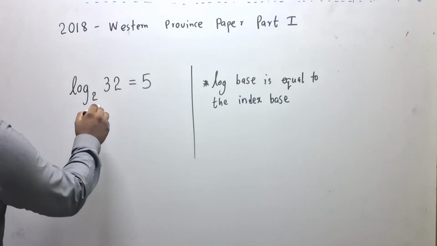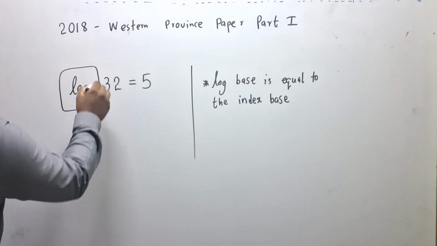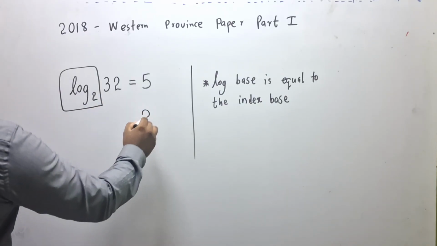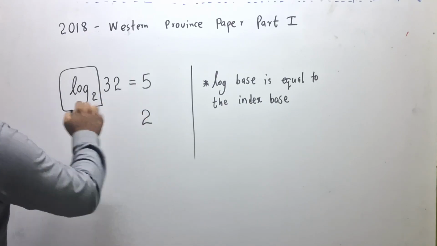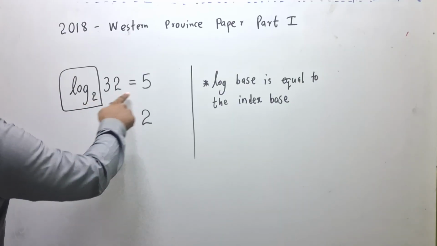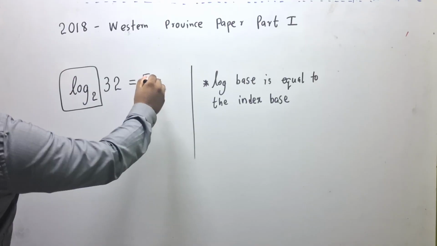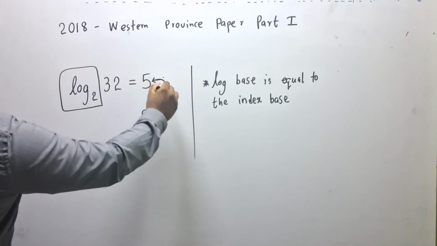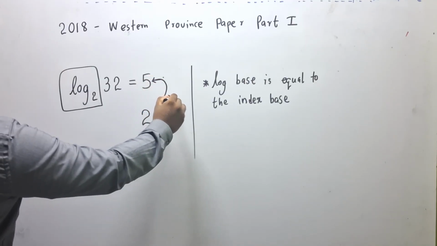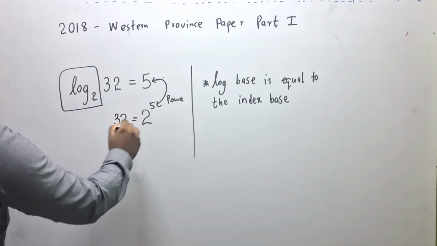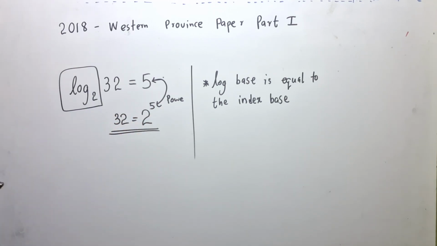So, what's the log base here? Log base 2 is here. So, what should be the index base? 2. So, you take 2 here and make it the base and make this 5 the power. 2 to the power 5 equals 32. Log base is equal to index base. Okay.